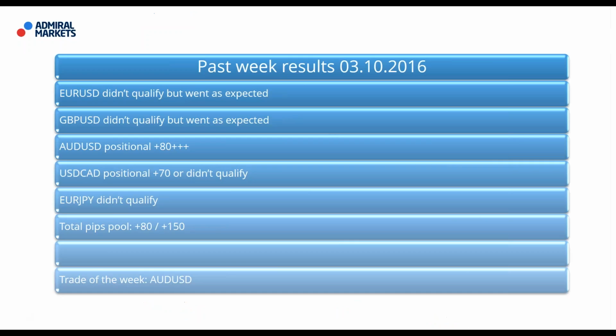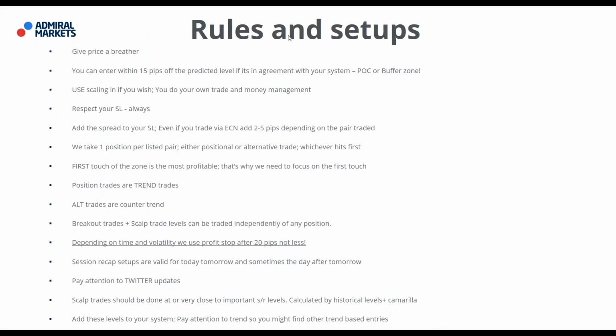So before we begin are our rules and setups, so you need to go with this. Give price a breathing room, and you can enter within 15 pips of the predicted level if it's in agreement with your system. It's POC or buffer zone. Use scaling in if you wish, and do your own trade and money management, but do not ever move your stop loss. Stop loss should be respected. Add a spread to your stop loss. Even if you trade via ECN, add 2 pips depending on the pair traded. If you trade with other types of account, then add the spread to your stop loss.